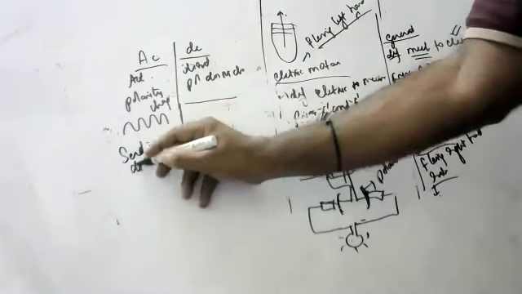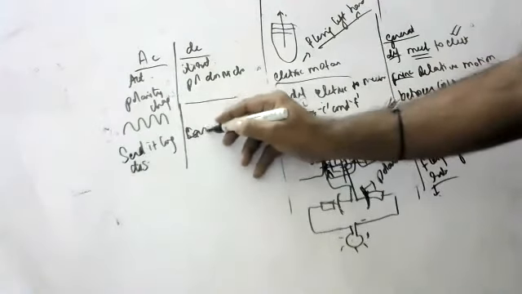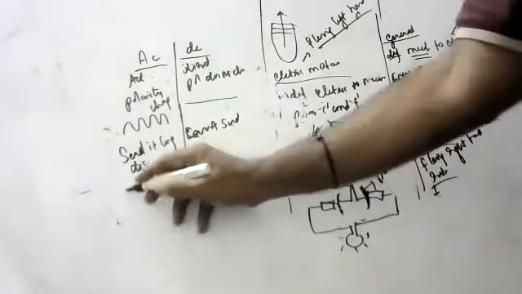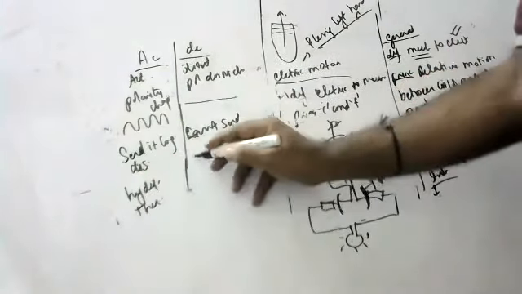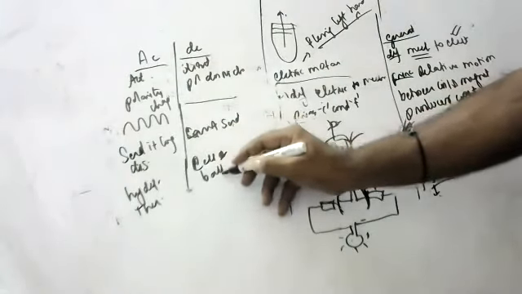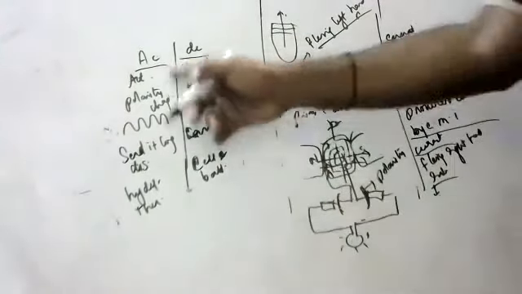We can send AC long distances without energy loss. DC we cannot send, children. AC is sent wherever it is produced. AC sources are hydel power stations and thermal power stations. And what are the DC sources? Cell or battery. Where the battery is kept, there only we should use it. We can't keep a wire, and we will use it somewhere near the battery. Okay, these are the differences.